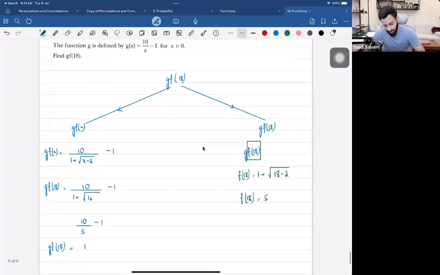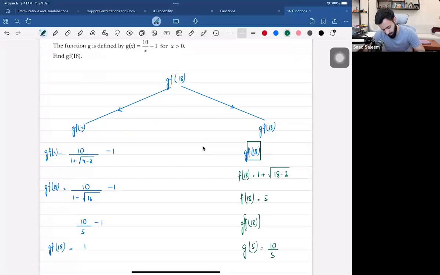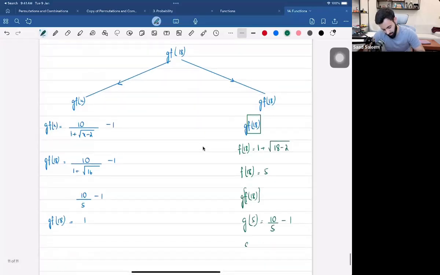Now notice that in g of f of 18, now that we know what f of 18 is equal to, we can simply replace it with that value, which is g of 5. So g of 5 means 10 upon 5 minus 1. So 10 upon 5 is 2. And 2 minus 1 is equal to 1. So we get the same answer.